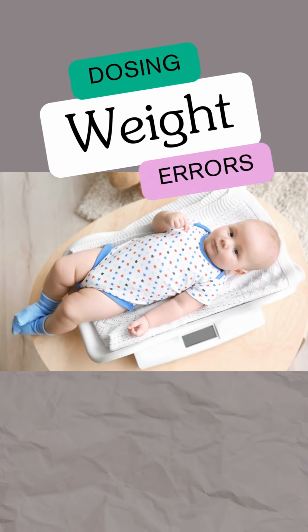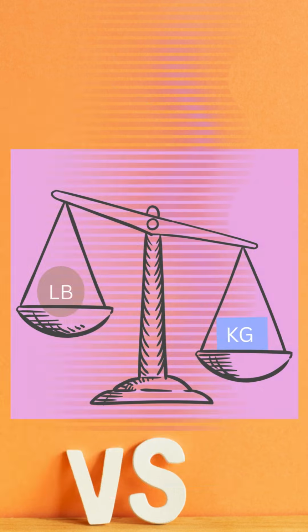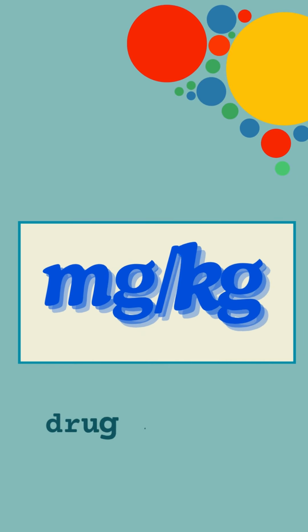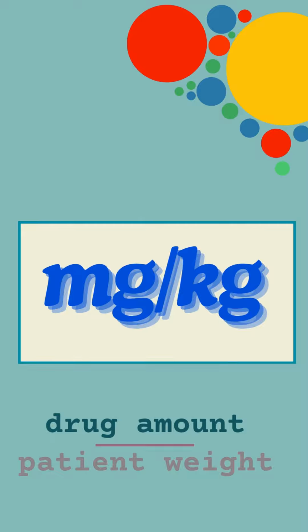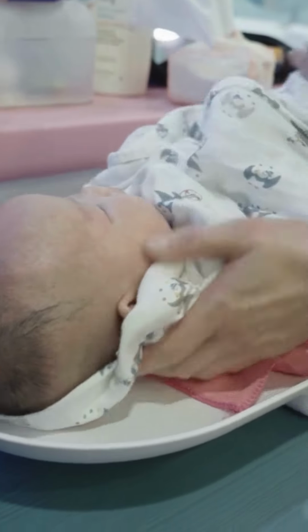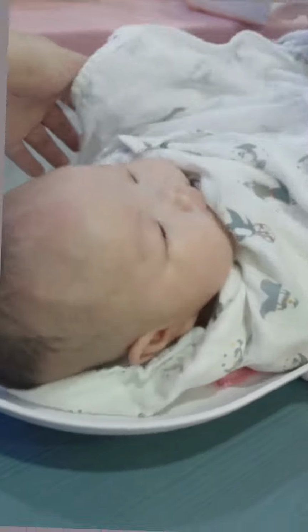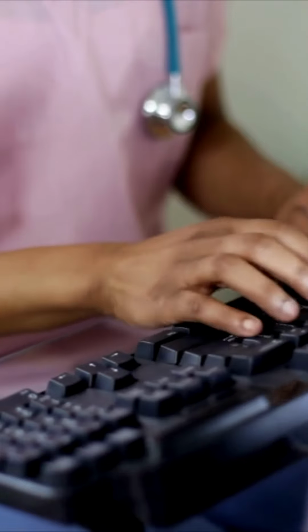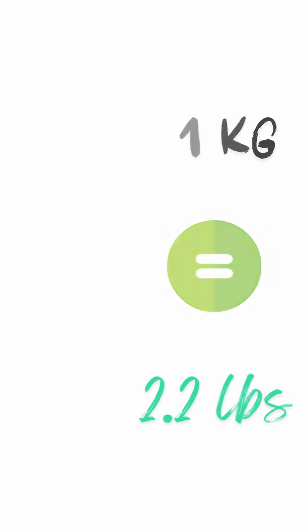Dosing weight errors in non-adult patients typically occur because of discrepancies in the reported weight, particularly the conversion from pounds to kilograms. All drug dosing references will be reported per kilogram. A typical scenario is a patient being weighed on a scale that results as pounds or the caregiver reporting the weight as pounds, but it is transcribed into the chart as kilograms. 1 kilogram equals 2.2 pounds.